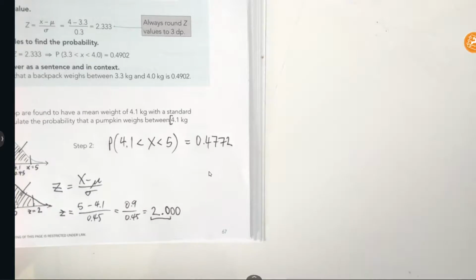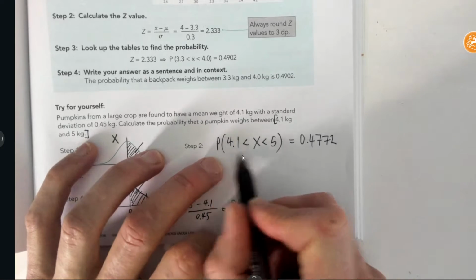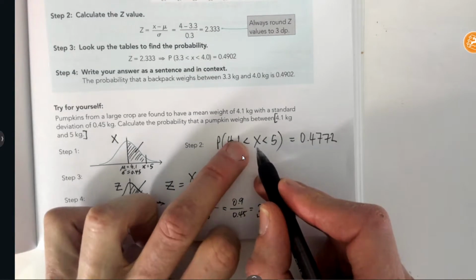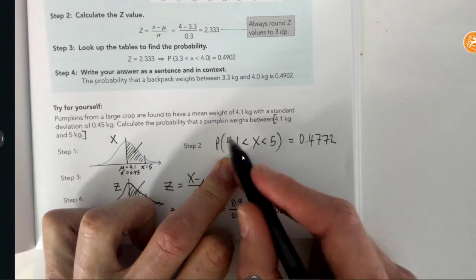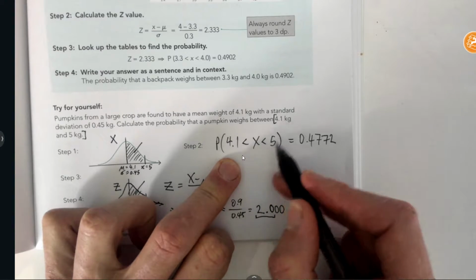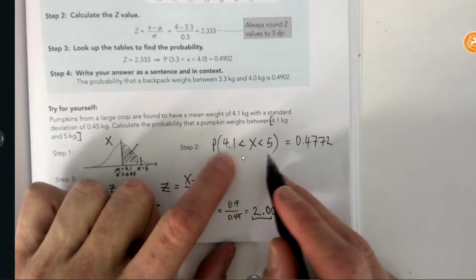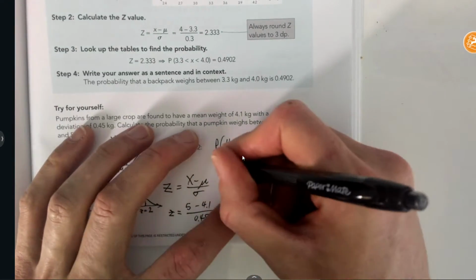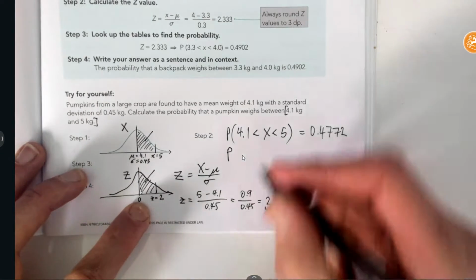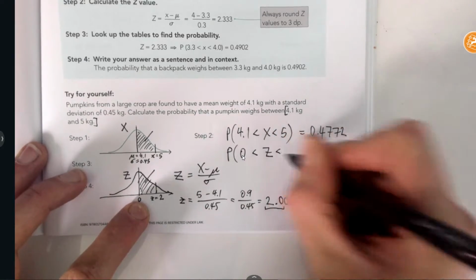Now, something I want to point out is, why am I doing this crazy notation, right? This is saying the probability that pumpkins are between 4.1 kg and 5 kg, so 4.1 is less than our pumpkins, and 5 is greater than our pumpkins. That's the reason I write it like this, because when we were looking at our Z, we were looking between 0 and 2, right? So that would be the probability that Z is between 0 and 2.